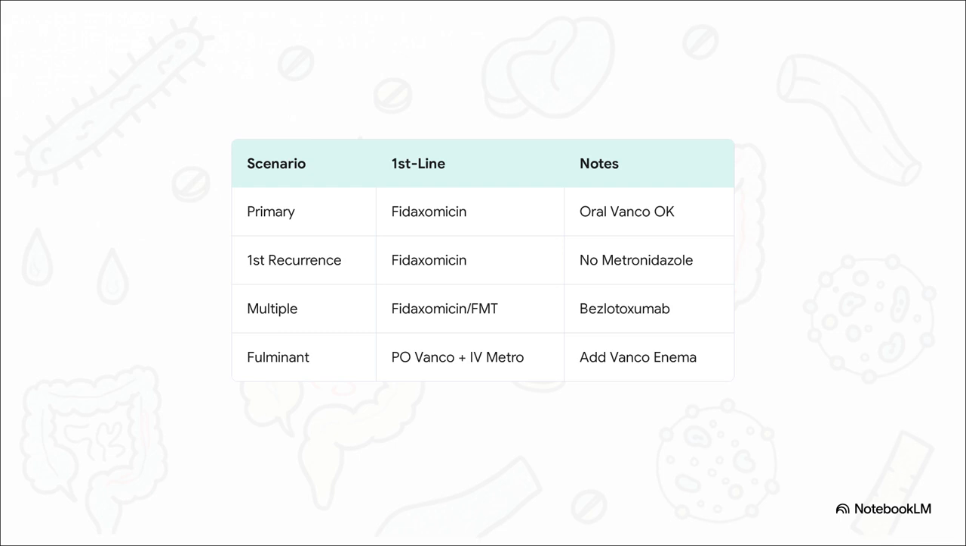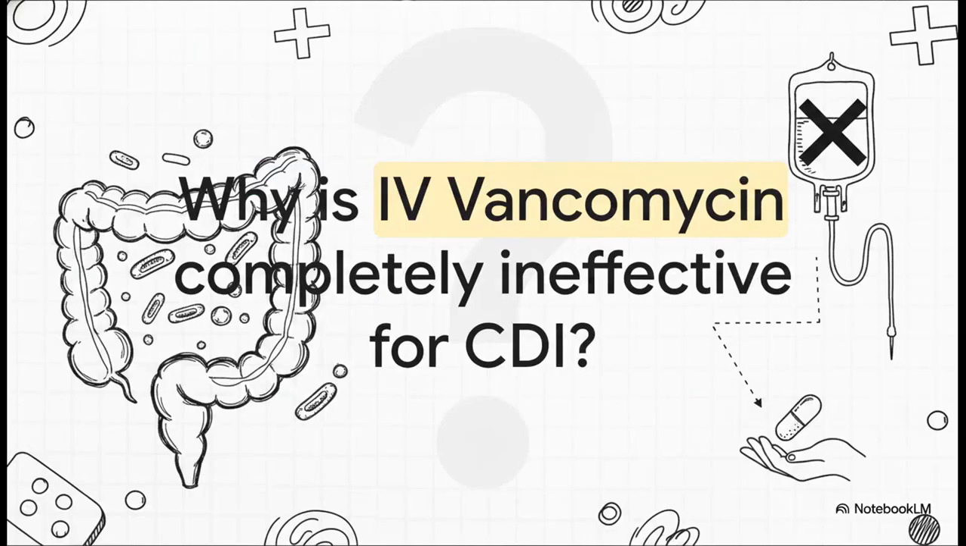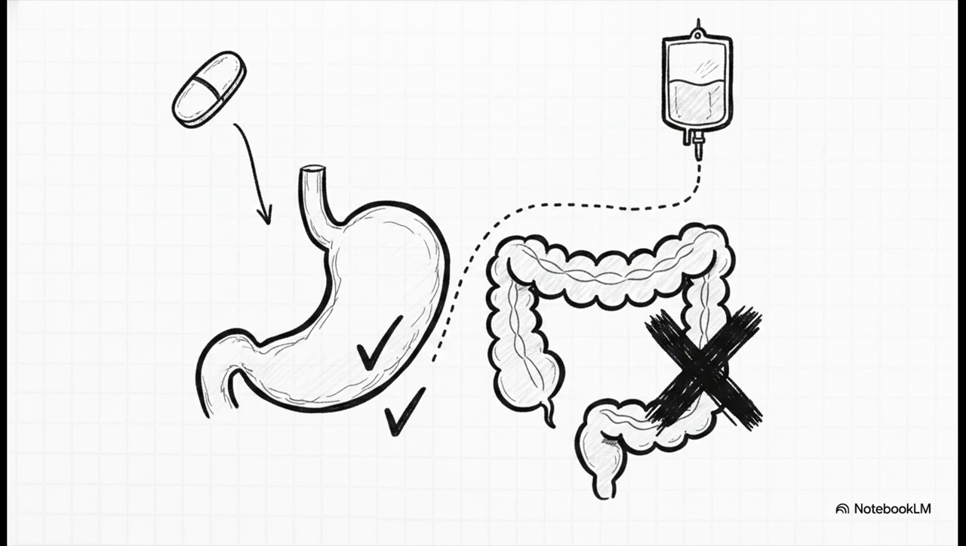For multiple recurrences, you're looking at prolonged fidaxomicin tapers or fecal microbiota transplantation, FMT. And for fulminant CDI, you hit them from every possible angle: oral or NG vancomycin, vancomycin enemas, and IV metronidazole. Let's pause for a second for a classic pimping question. You're on rounds, right? And the attending asks, hey, why can't we just give this patient an IV vancomycin drip for their C. diff? Do you know the exact pharmacokinetic reason why that fails?